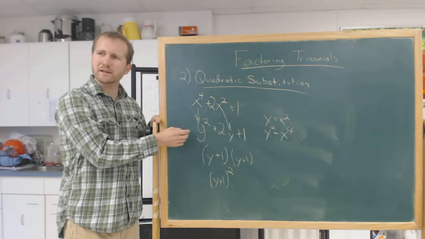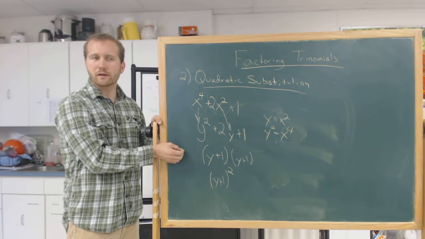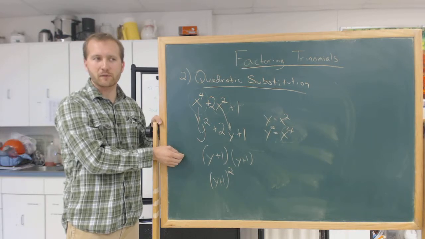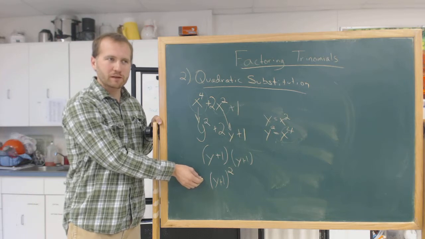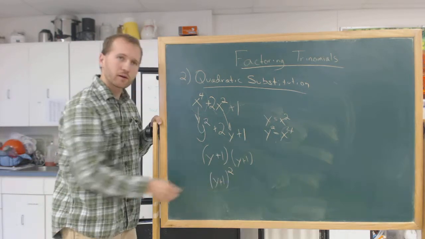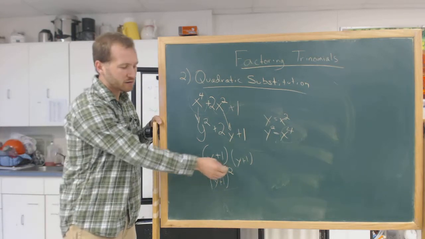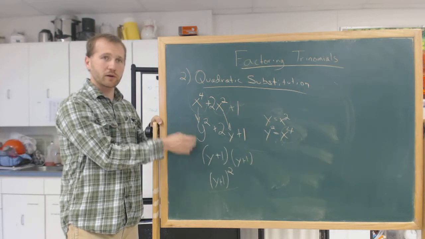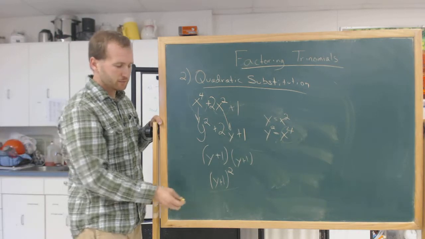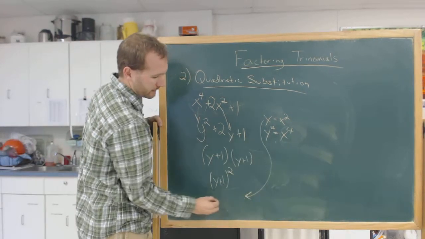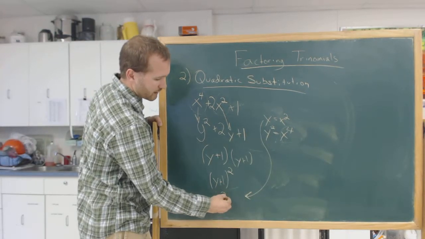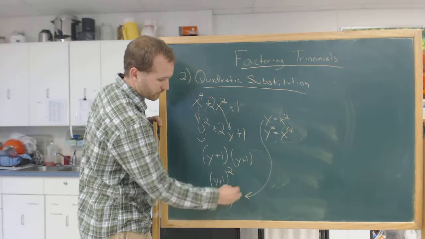So what type of factors do I have here? You guys remember? This is a perfect square. Right? My factor squared equals this trinomial. So this is what a perfect square is. Now the last step is just to resubstitute for y. So I have x squared plus 1, squared.